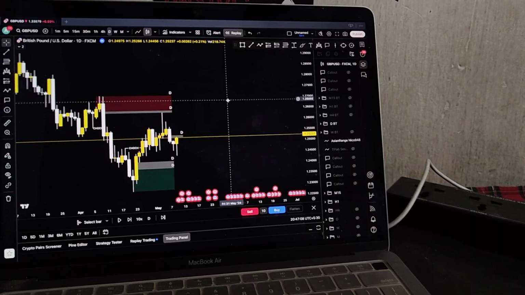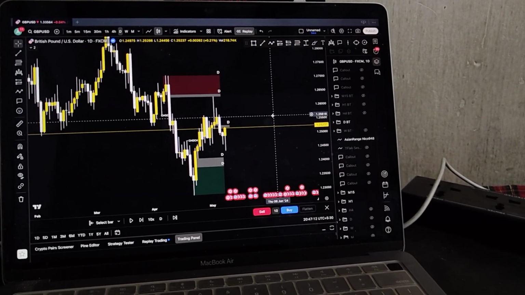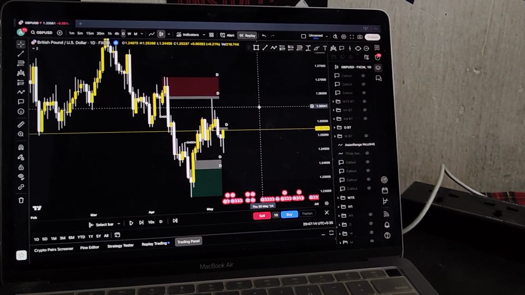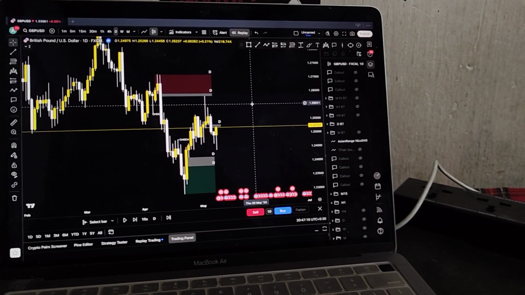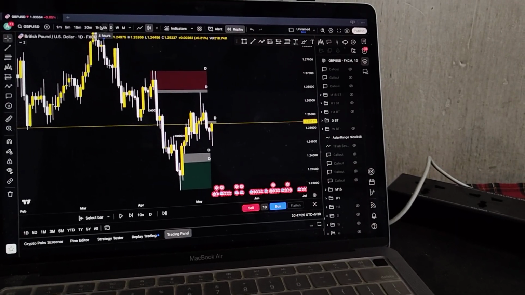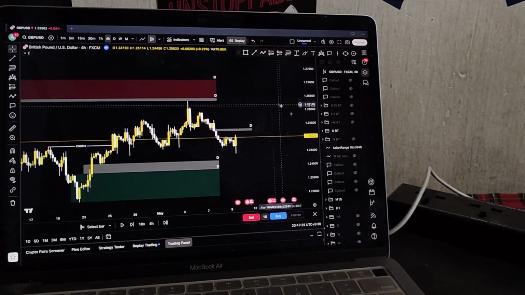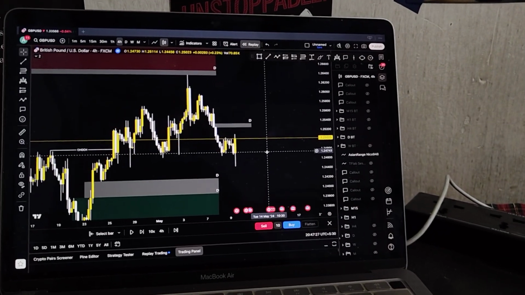My bias is changing like anything, as you can see. One day I'm looking for buys, the other day I'm looking for sells. That is what you don't want to do on the live markets. You only want to stick with one bias, with your weekly bias if it's clear, and you want to put the probabilities as much as possible in your favor. That is when you will start winning more.